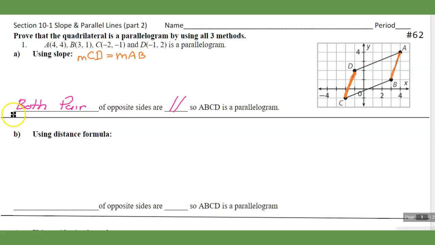Now it does say both pairs, right? So we also have to do the slope of AD. Okay, so 2 parts, slope of AD, and we're going to show that is equal to the slope of BC. This is what we did yesterday.